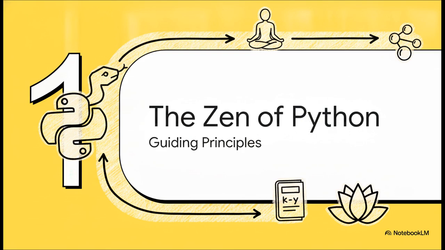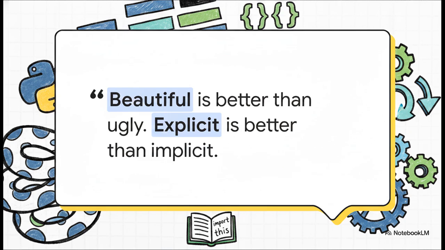Section 1. The Zen of Python, Guiding Principles of the Language. To really get this, we first need to anchor our technical understanding in the overarching philosophy of the language. This was famously codified back in 1999 by software engineer Tim Peters. Have you ever actually typed import this into your Python interpreter? If not, you should, because you'll see this amazing Easter egg.